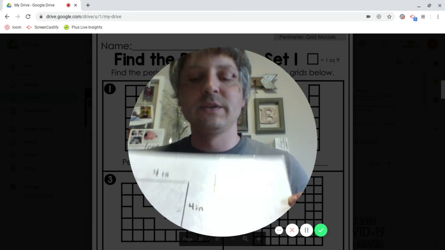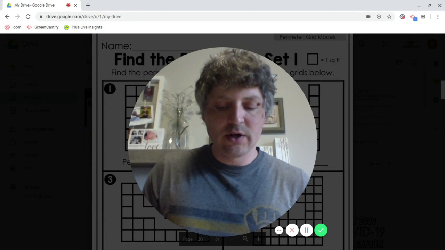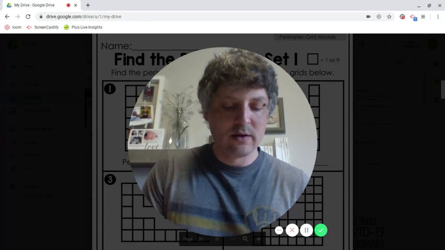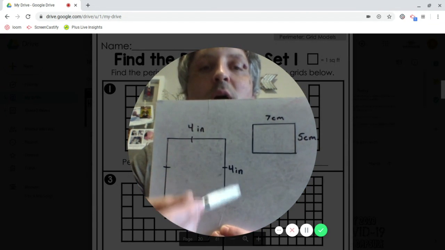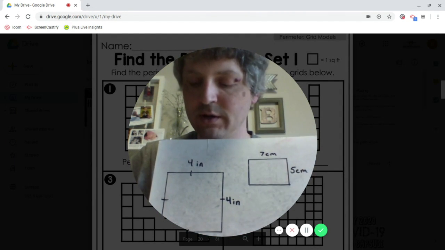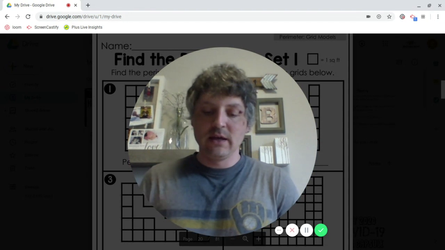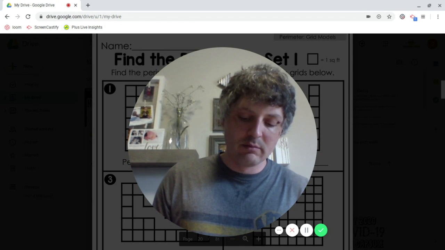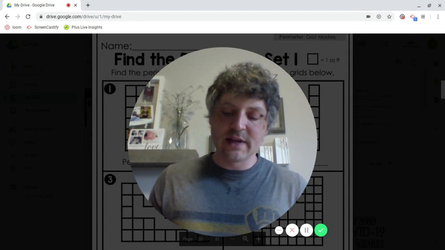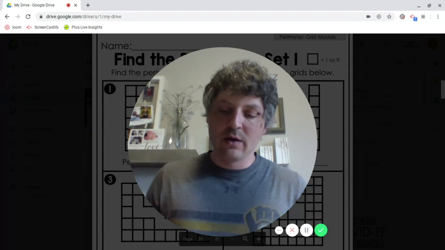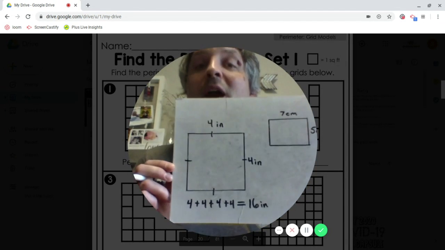What can help you out is, as you count each side, you can put a little hash mark or a little tick in the middle, like this. And so you know there are 1, 2, 3, 4 sides, and they're all 4 inches. So an equation I could write is 4 plus 4 plus 4 plus 4. And what does that equal? Well, we have 16 inches.